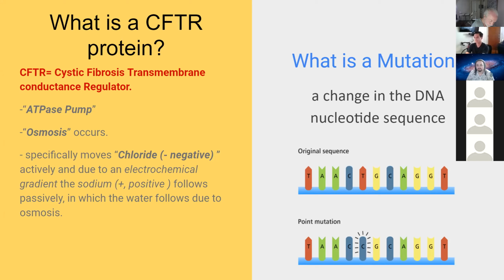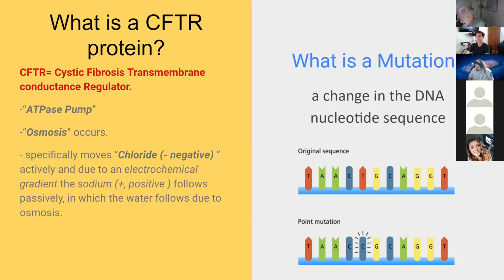It's an ATP pump, which means it uses ATP to move ions. As the ions move, the water follows as osmosis occurs. Specifically, chloride moves actively, and due to an electrochemical gradient, the sodium follows passively, in which the water follows due to osmosis. ATP uses energy to move chloride due to opposite charges. Sodium follows chloride. The water flow helps break up mucus.